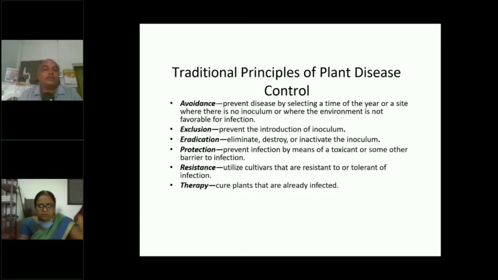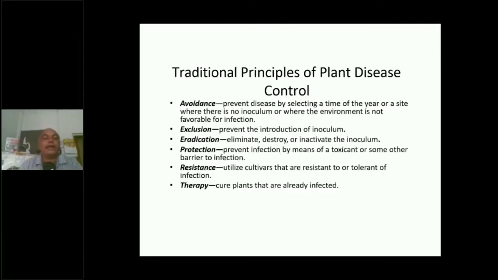Then exclusion. Exclusion is the prevention of the introduction of inoculum. The perfect example of exclusion is, nowadays we are hearing the buzzword like quarantine. Also in plants there is quarantine. We have domestic quarantine as well as international quarantine. If some inoculum or source of inoculum is coming from exotic areas, then restrict it, avoid it, so that you cannot have an entry of that pathogen in our area. That is called as exclusion.